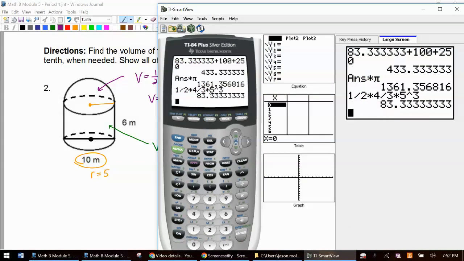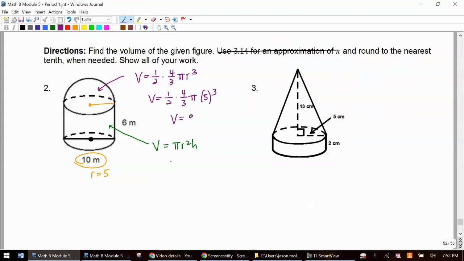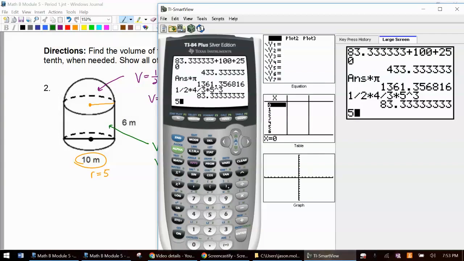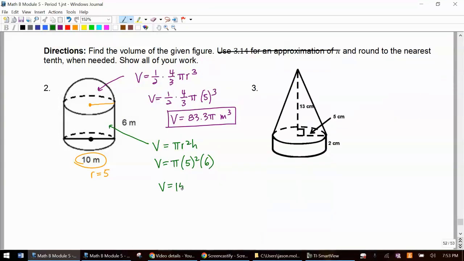All right, I'm going to wait and see what happens if I don't put the pi, 83.3 repeating. But again, it doesn't say you have to leave it in terms of pi. You can go ahead and round that. And then we're going to go to the cylinder. And that one has a height of 6. So 150.